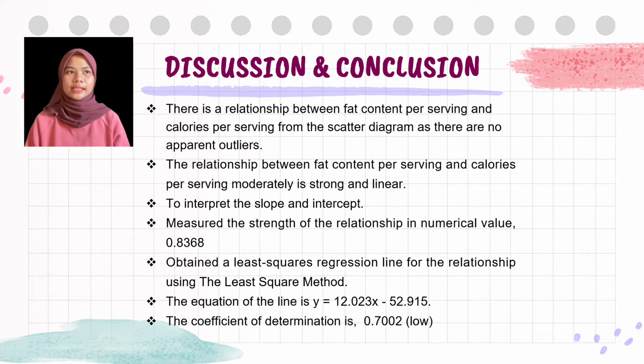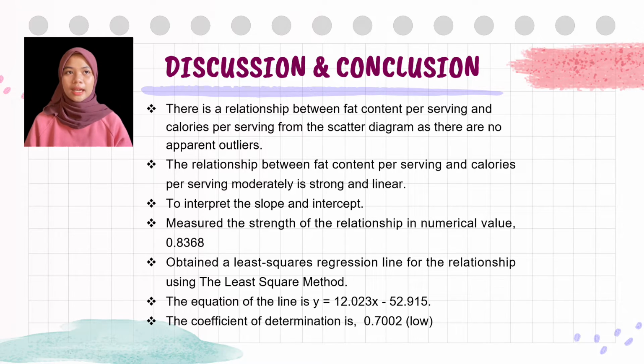Then by applying the knowledge in correlation, we measure the strength of the relationship in numerical values. The value is 0.368, which shows a strong positive correlation relationship. Besides, through the least squares method, we obtain a least squares regression line for the relationship. The equation of the line is y equals 12.023x minus 52.915.